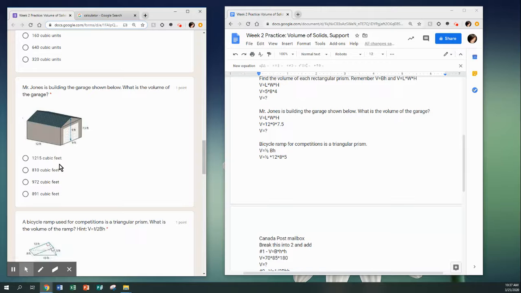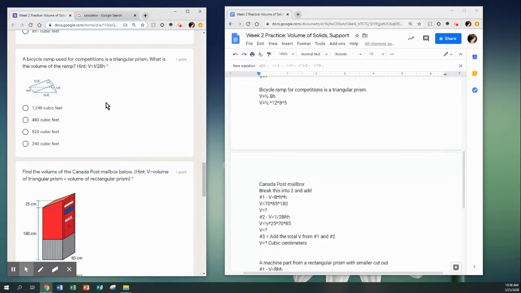Now we have Mr. Jones building a garage. What's the volume of the garage? Well, we see the numbers 12 foot, 9 foot, and 7.5 foot. So you're just going to do length times width times height, 12 times 9 times 7.5.